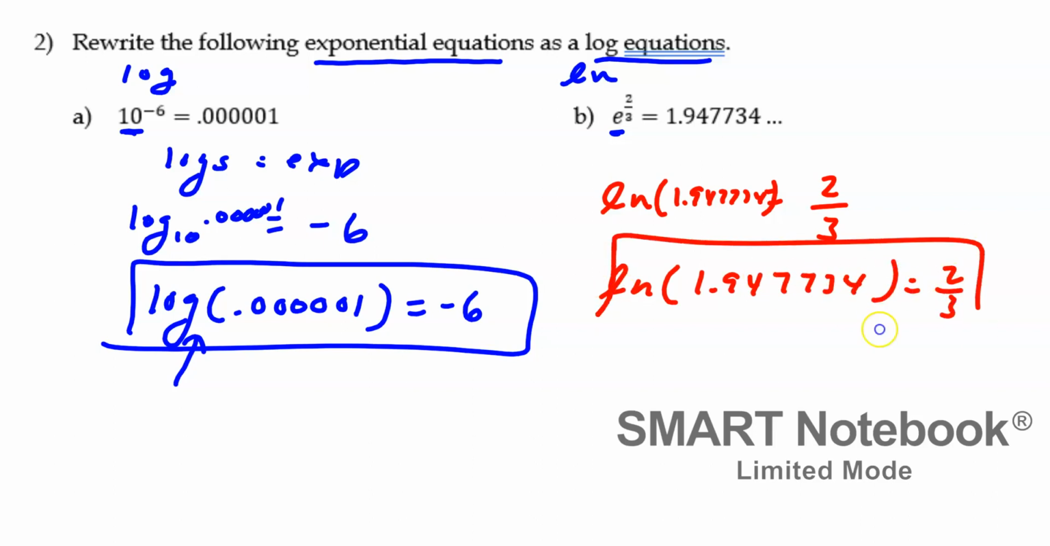And again, these examples as well, you could plug into your calculator and make sure. You could literally take your calculator, plug in log of 0.000001, and if you do, you should get negative 6, which I did, so check. And then you could do ln of 1.947734, plug it in, and you should get about 2/3, so that worked as well. So when you're doing your exit slip later, you might want to check like I did. Calculators are handy tools.